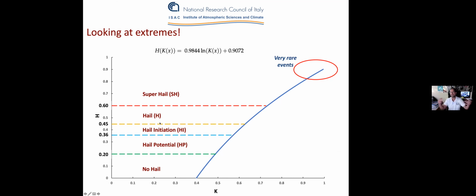The hail means large hail, 0.45, 0.60, and the rest is the detection of the super hail events. Of course, the last part of this distribution, where the curve becomes asymptotic, is a very rare event.